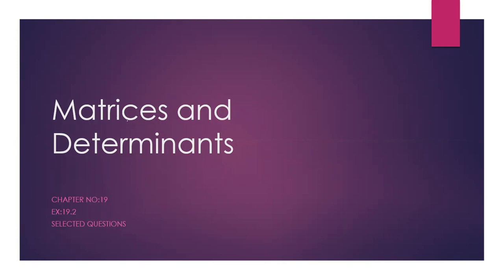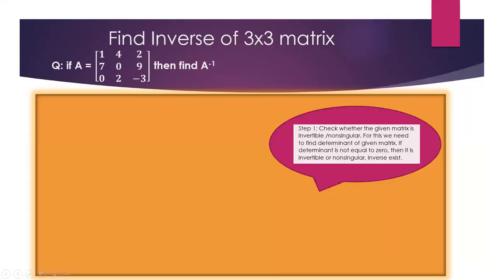This is chapter number 19, Matrices and Determinants, exercises 19.2. In this video, we will learn how to find the inverse of a 3 by 3 matrix. Okay. So the question is, A is equal to the 3 by 3 matrix given over there. Then we have to find the A inverse.